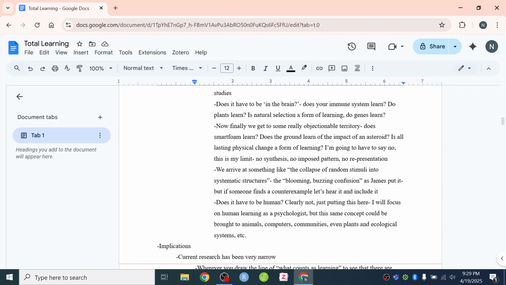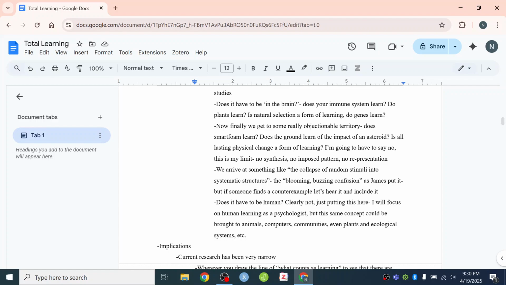Implications. We've set the table as best as I could in this time frame. And now we talk about, well, okay, we've set this very wide boundary of learning and what we consider to be learning and what we might accept to be an example of learning. What are the implications of setting that wide definition, that broad definition?